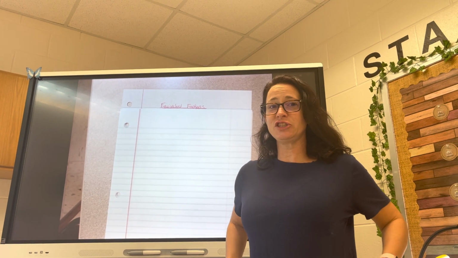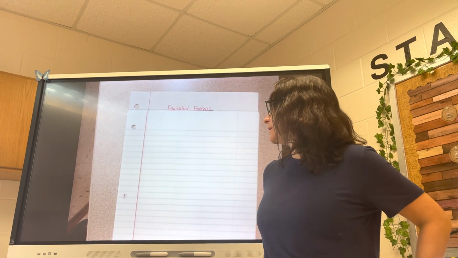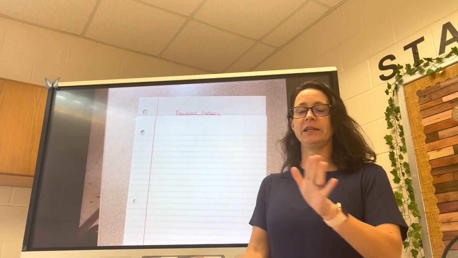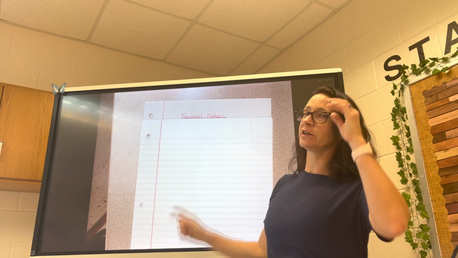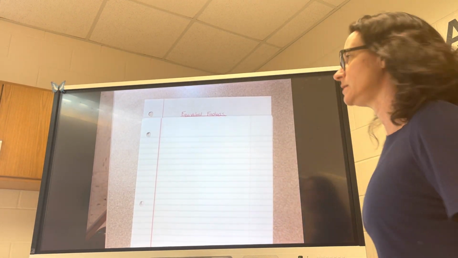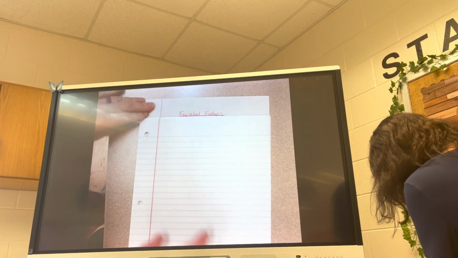Right, boys and girls, lesson 2 in module 0 will be on equivalent fractions. So if you can turn to the next blank page in your notebook and title it Equivalent Fractions. We know equivalent means equal. Equivalent is a great math word.